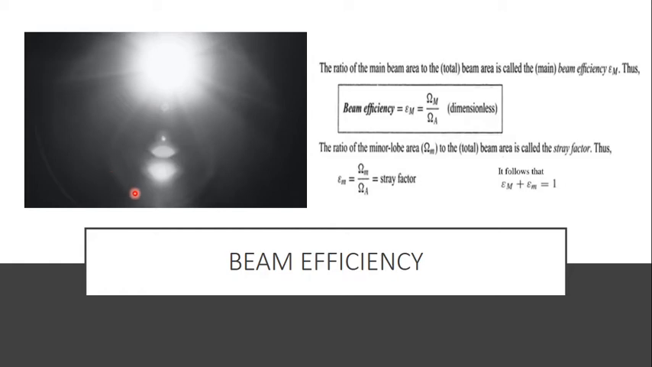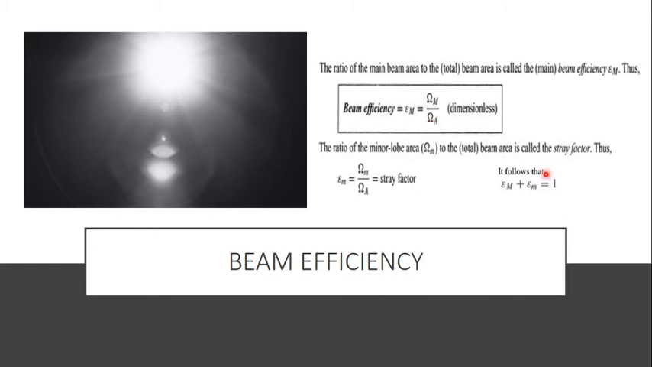So the ratio of this maximum beam area to the total beam area, wherever the radiation is present, we call the beam efficiency. So this is the main beam area and this is your total beam area.